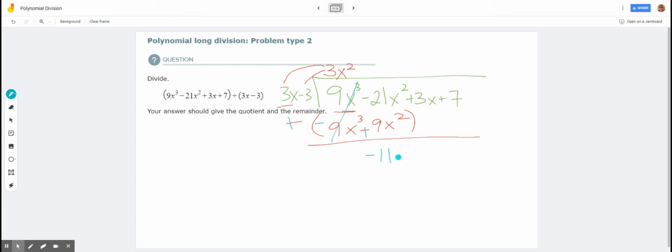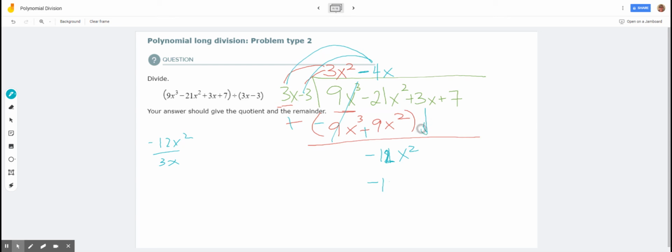That becomes negative 12x squared. Then you go, 3 times what is negative 12? Negative 4x, because x times x is x squared. Or again, go over here, negative 12x squared divided by 3x and figure it out. Okay? And then you multiply, distribute it out.